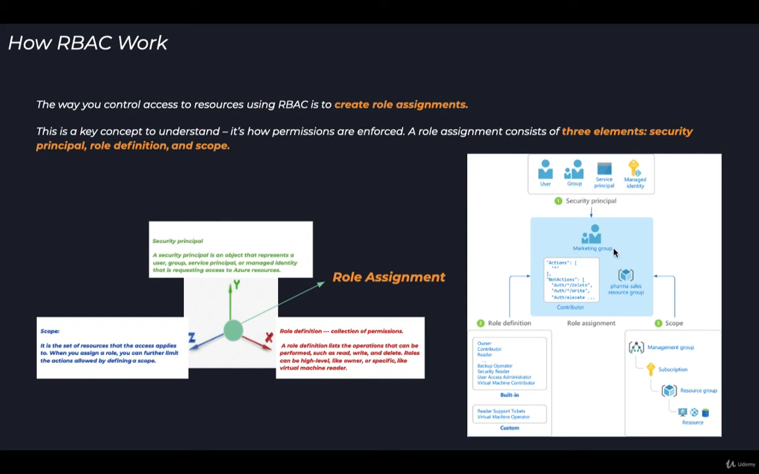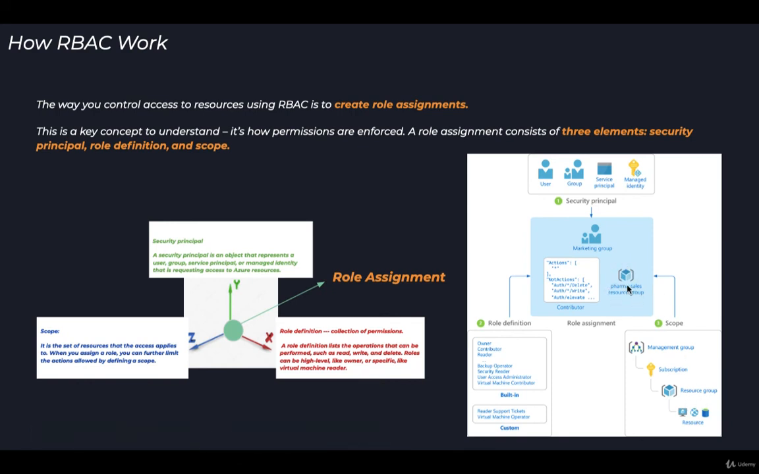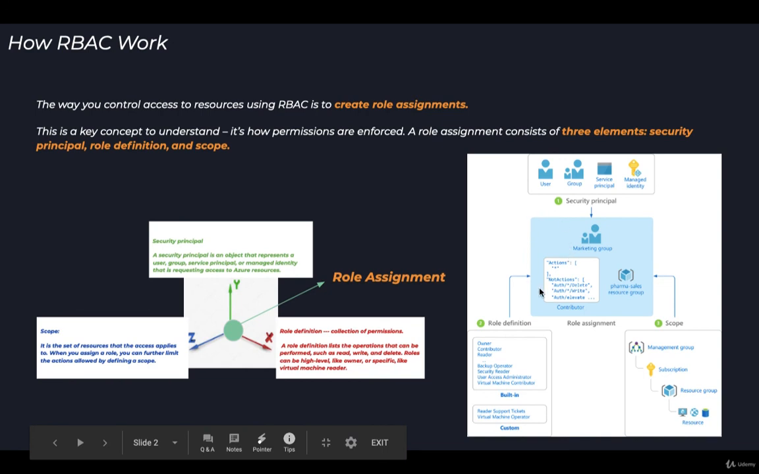So in this case, for this security principal, the marketing group, we provided the role definition of contributor, and the scope is the resource group. If there were 10 other resource groups, they would only have access to the pharma sales resource group. When we combine all three concepts, security principal, role definition, and scope, we call it a role assignment. This is how role-based access collectively works along with the three pillars. I know you might be thinking it is a bit repetitive, but it is very important to understand role-based access control as a whole.